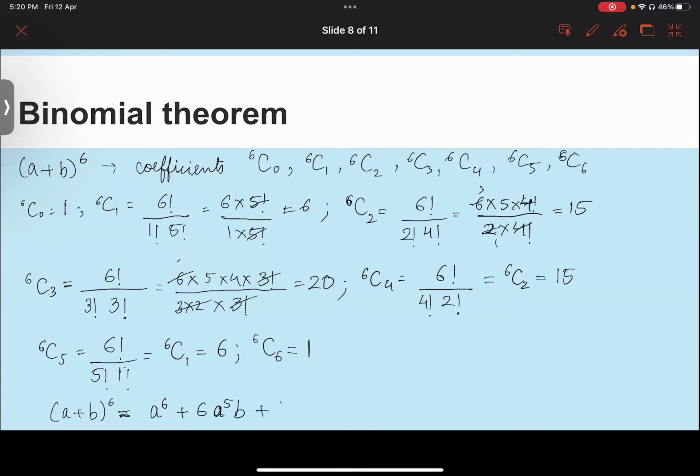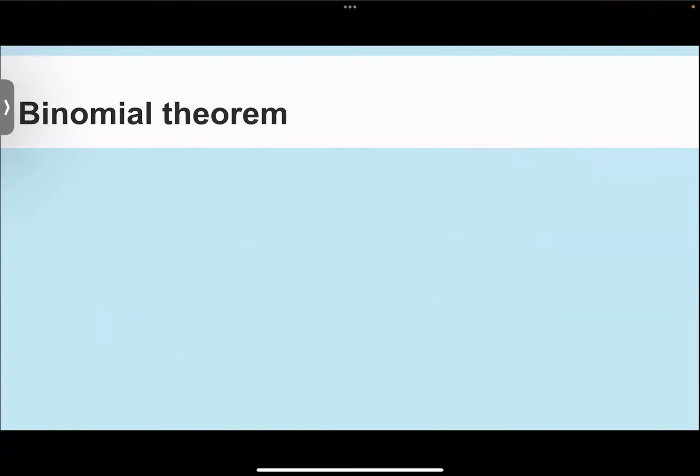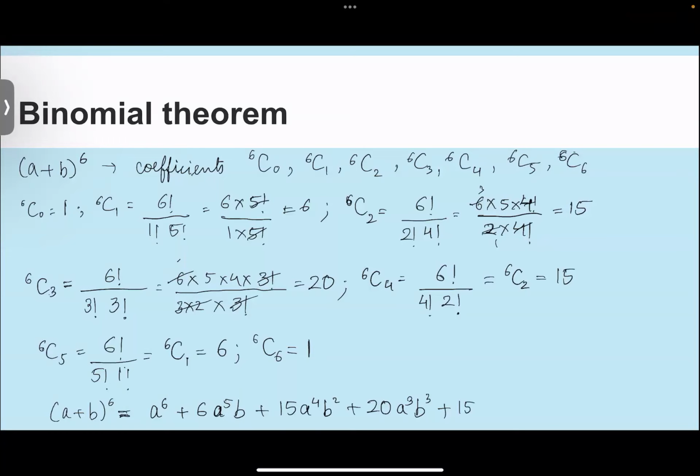Then the next coefficient is 15. And A becomes A raised to 4 and B raised to 2. Plus the next one is 20. So you have A raised to 3 and B raised to 3. Then the next one you have 15 again, and this time you have A raised to 2 and B raised to 4. And then plus the next one is again 6, and that is A, B raised to 5. And the last one is B raised to 6, and there is only 1 as your coefficient. So this is your expansion.